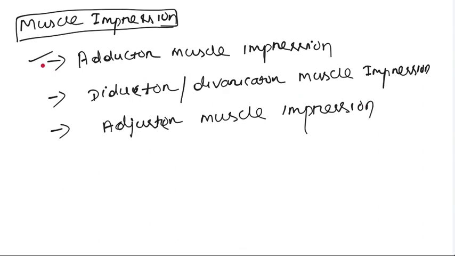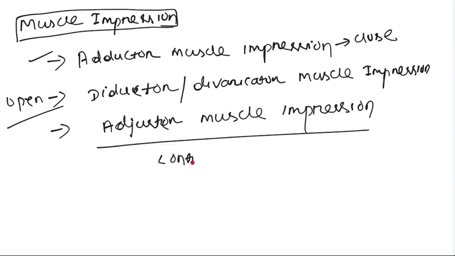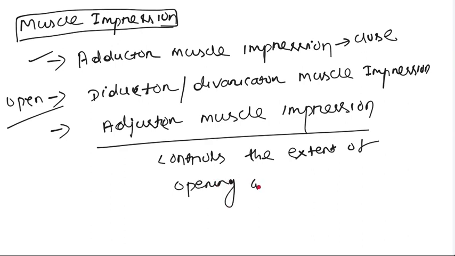We call it muscle impression because after the death of the organism the muscle will decay and remain as an impression. The adductor muscle helps to close the valve, the deductor helps to open the valve, and the adjuster controls the extent of opening and closing. These are the different types of muscle impression found in brachiopods.